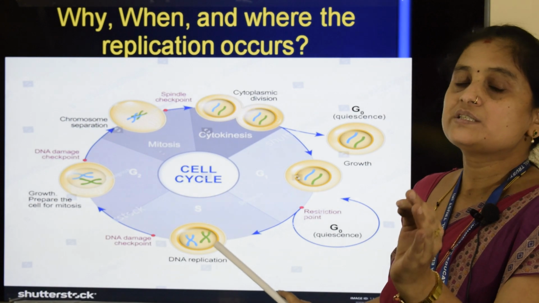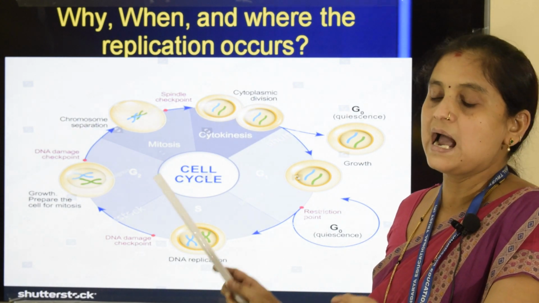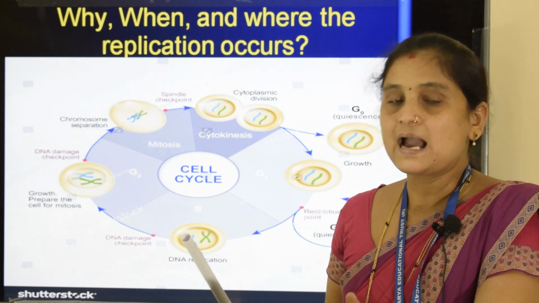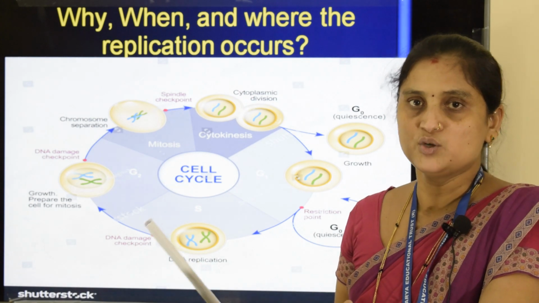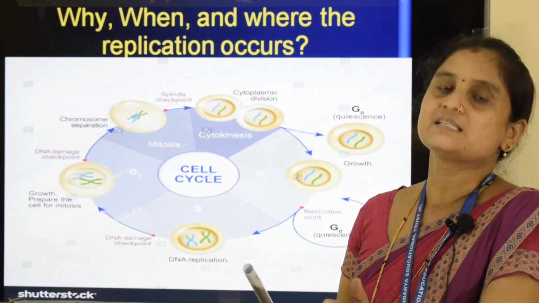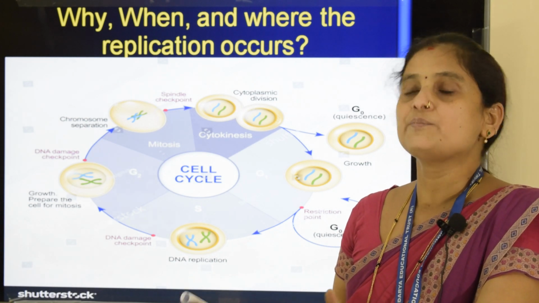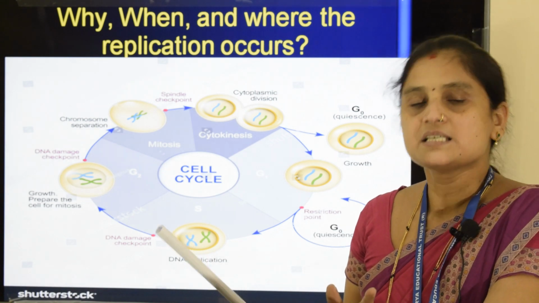Whereas in a prokaryotic cell, as they have a nucleoid, that means they do not have a well-defined nucleus. Their genetic material is freely scattered in the cell cytoplasm, so DNA replication takes place in the cell cytoplasm itself.